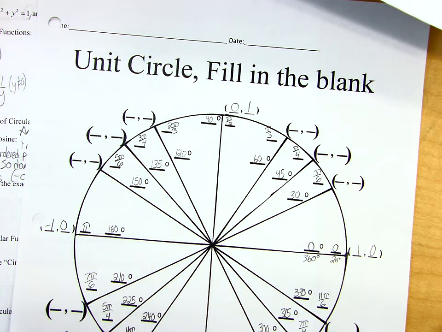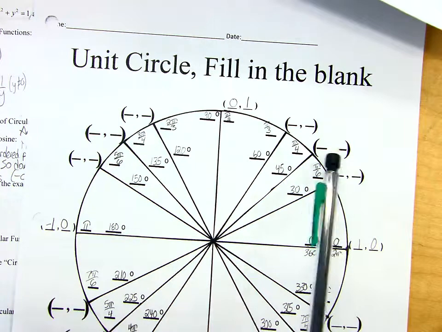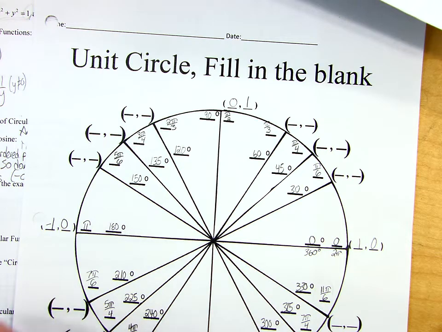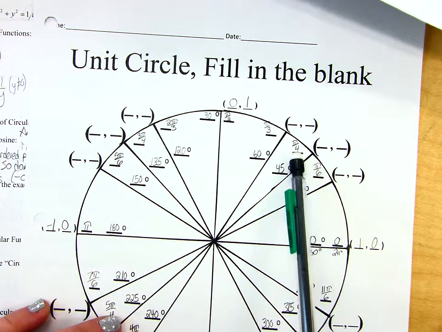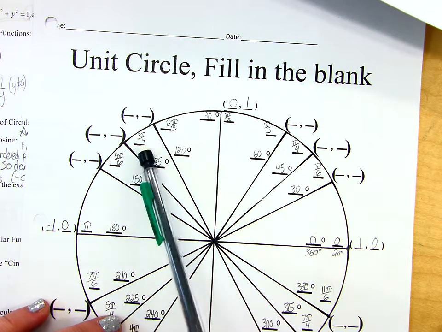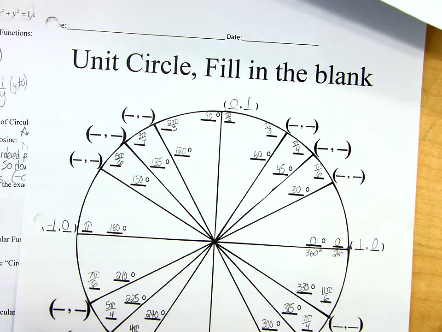So, we are going to fill in these ordered pairs as we go around. Of course they follow a pattern. So once you get the pattern down, it's relatively easy. And I'm also going to show you how to quickly fill in the radians, there's a pattern to those too. So we'll talk about that in a minute.